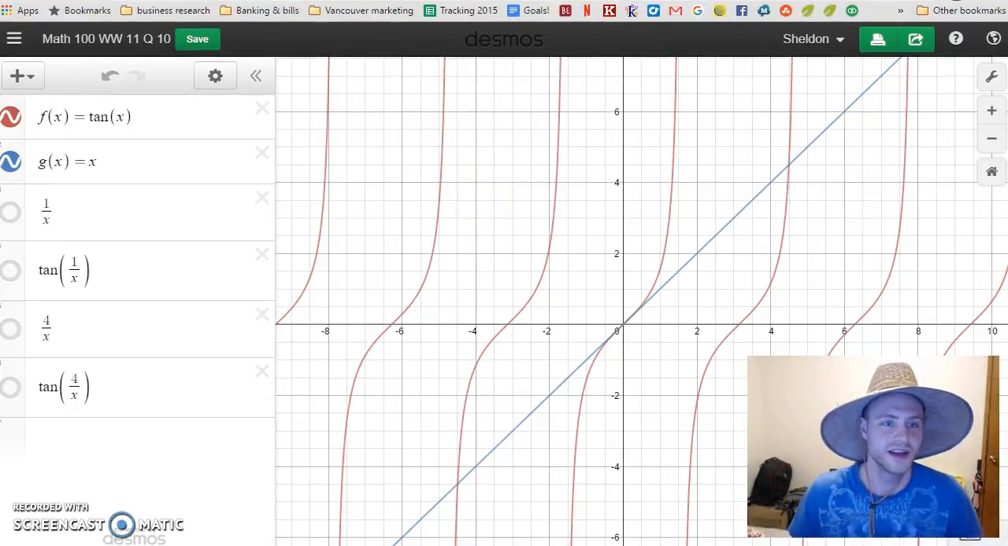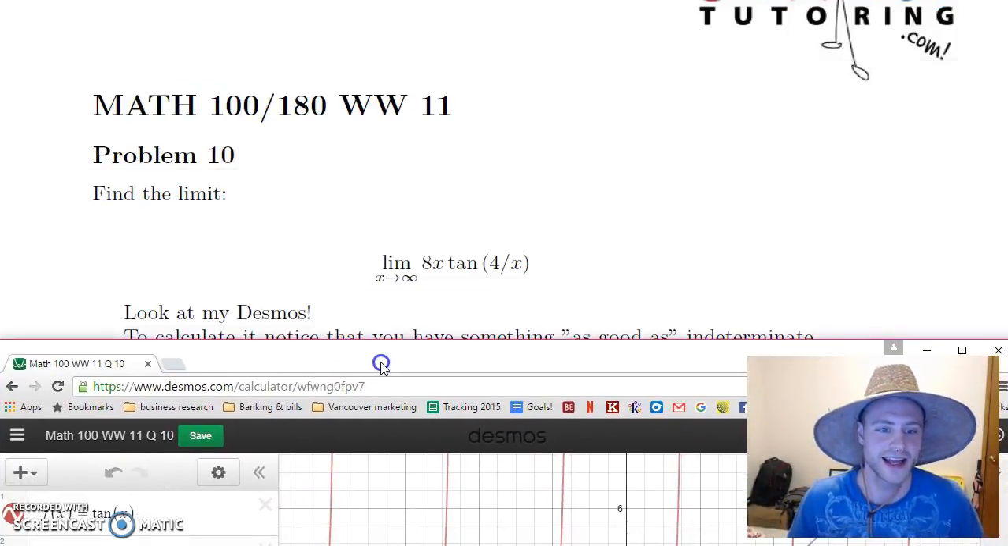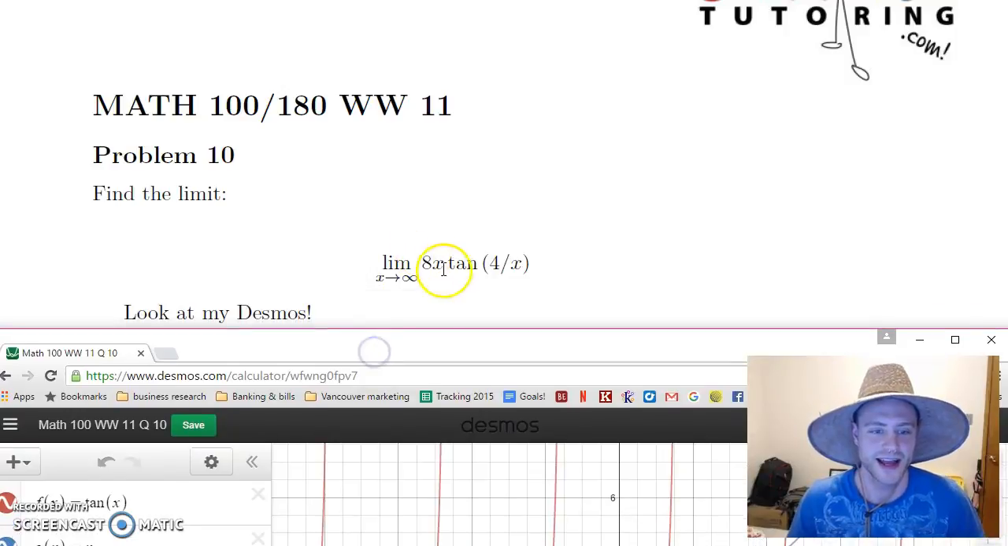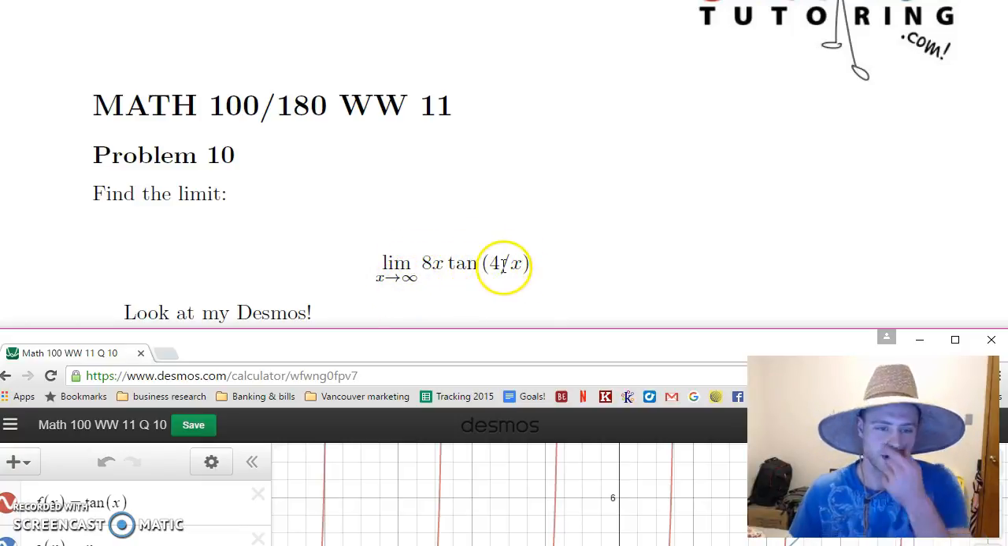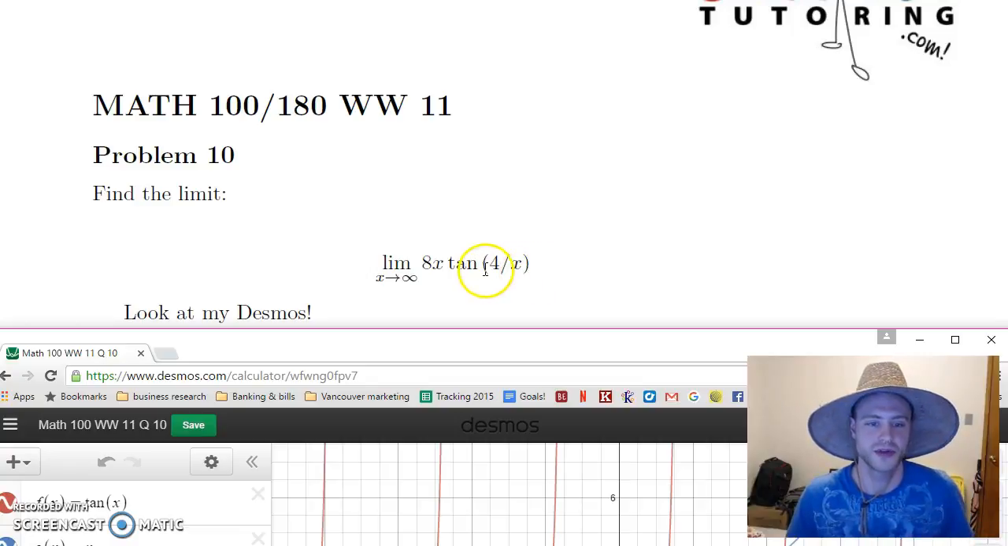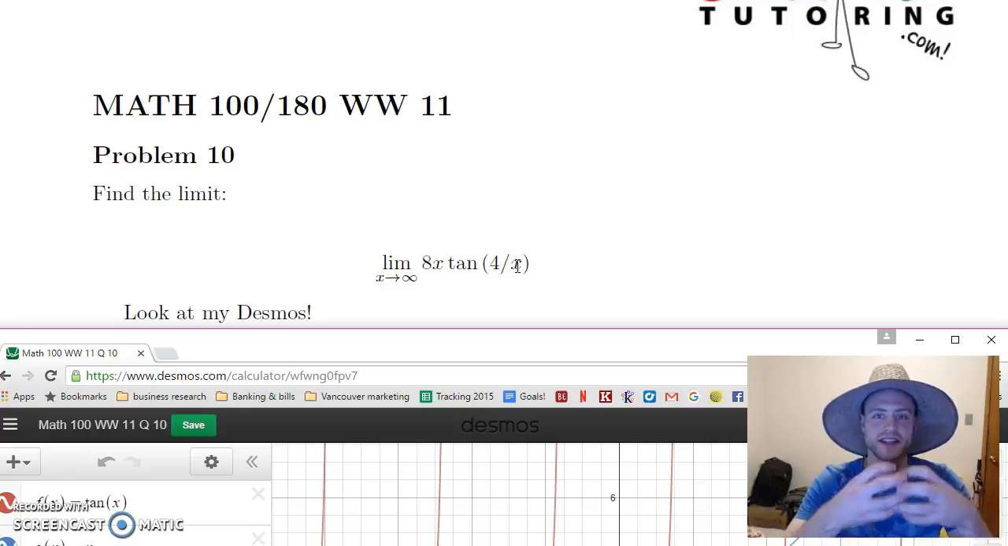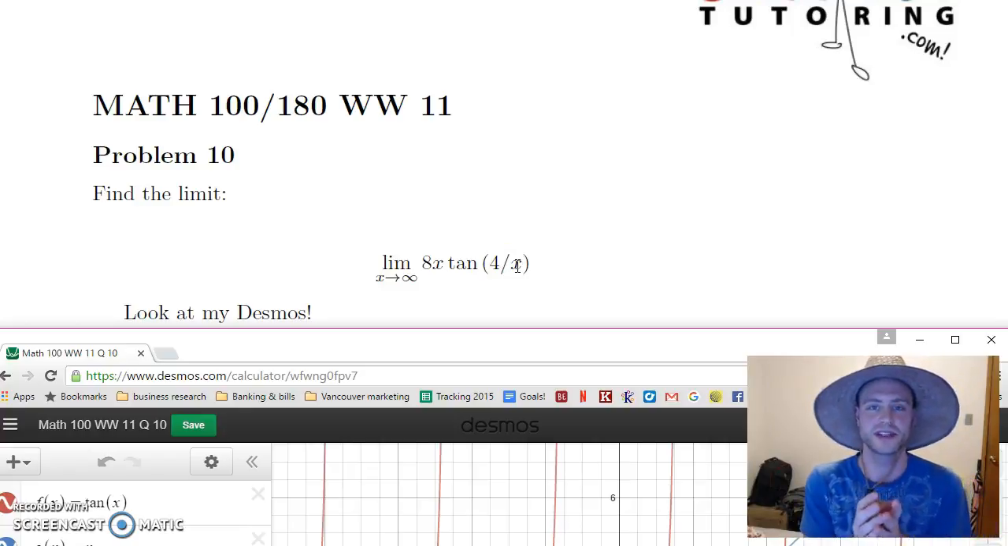Okay, check this out. So again, we're comparing 8x and tan of 4 over x. This goes to infinity, obviously, as x goes to infinity. What does tan of 4 over x go to? Well, 4 over x goes to 0, because as x gets really huge, the denominator fits into the 4 fewer and fewer times. Remember, the value of a fraction is always how many times the denominator goes into the numerator.